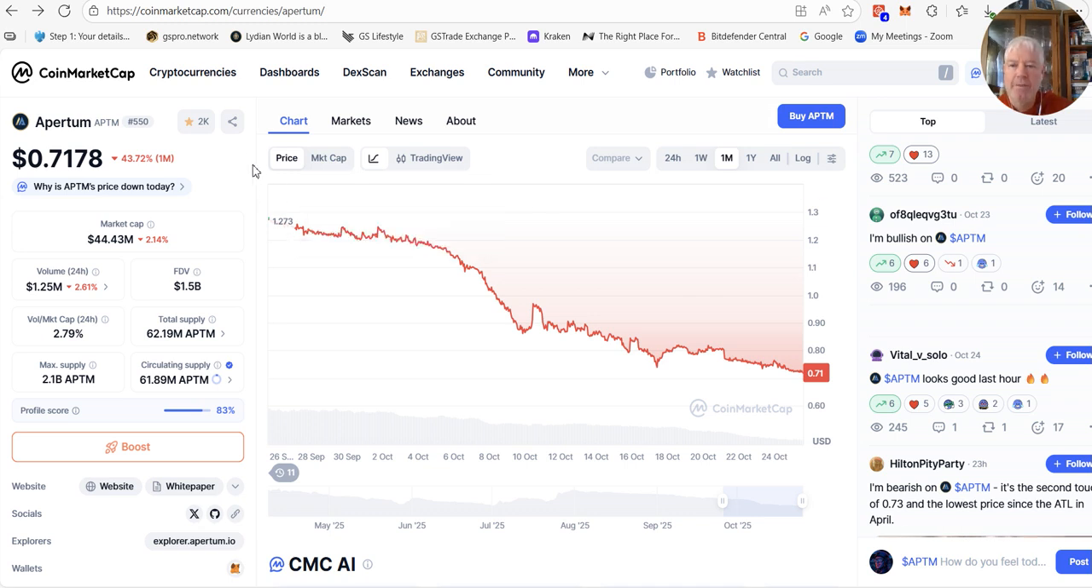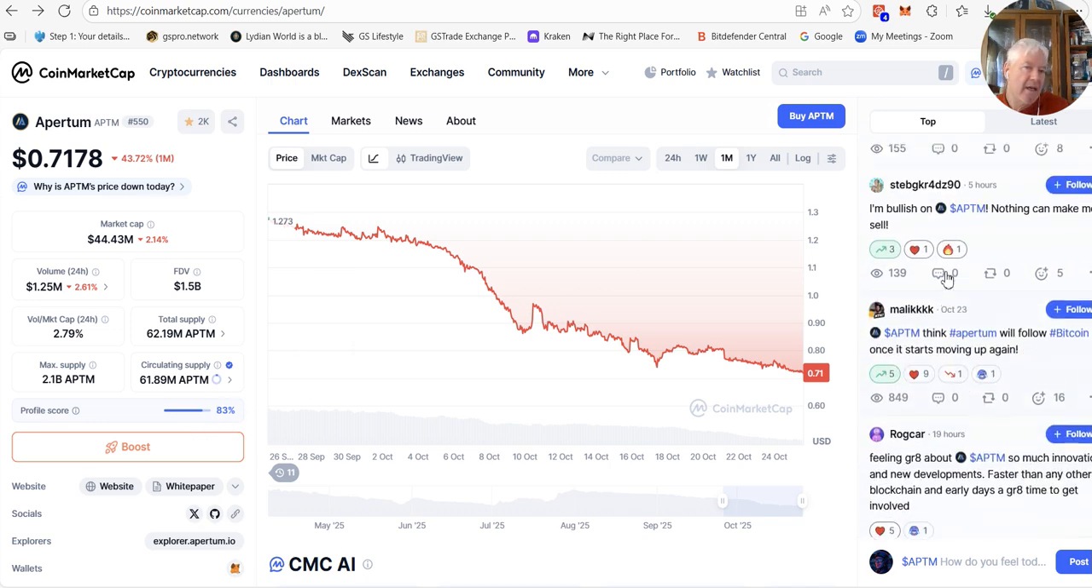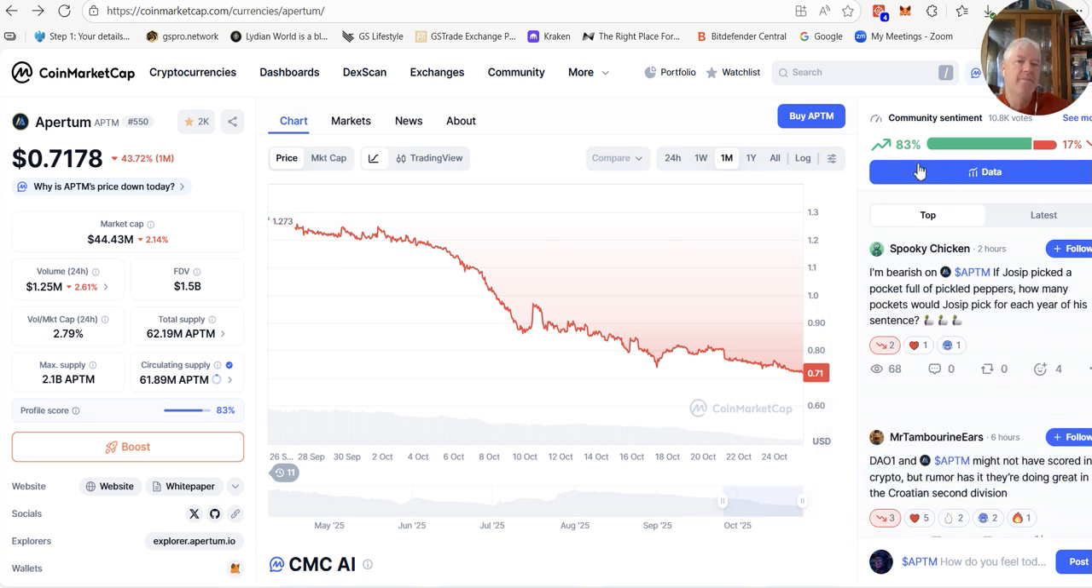At the moment, Apertum is ranked 550 out of 9,393 cryptocurrencies listed on CoinMarketCap. They've also got a profile score of 83%, and a community score of 83%. So I'm very bullish on this project. And why am I saying that? Well, you've got the Apertum blockchain.